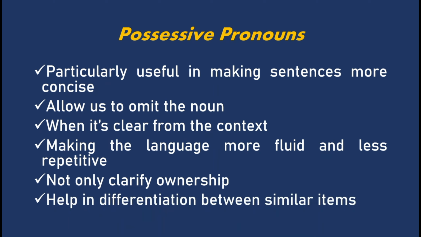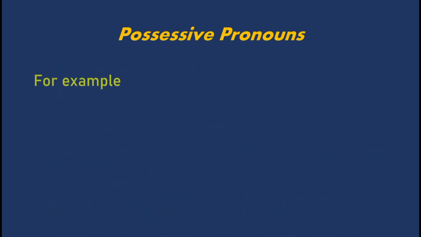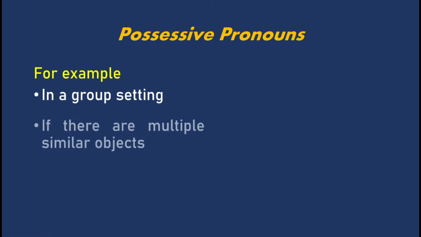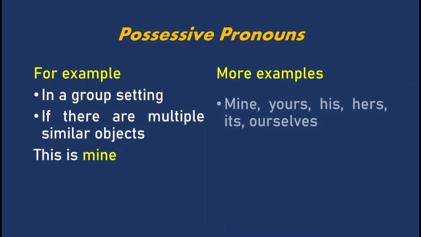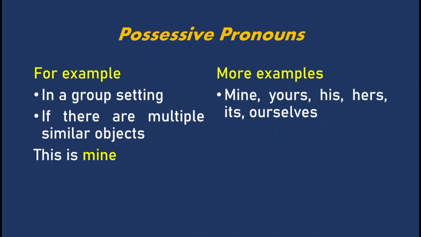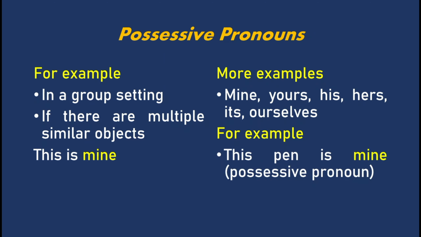For example, in a group setting, if there are multiple similar objects, saying this is mine immediately clarifies which item belongs to you without needing to describe it further. The examples of possessive pronouns are mine, yours, his, hers, its, ours. For example, in the sentence this pen is mine, mine is a possessive pronoun.